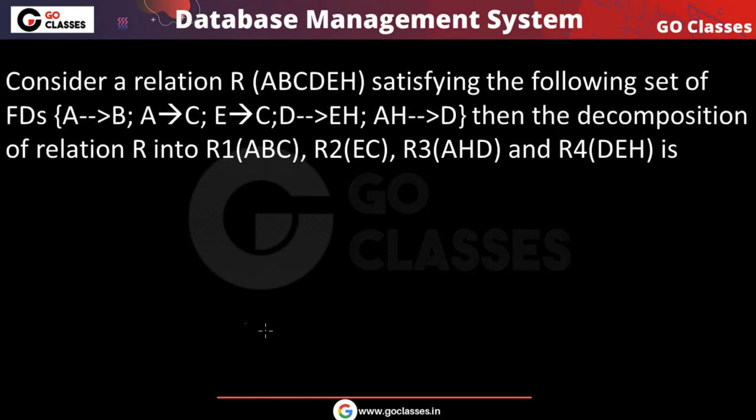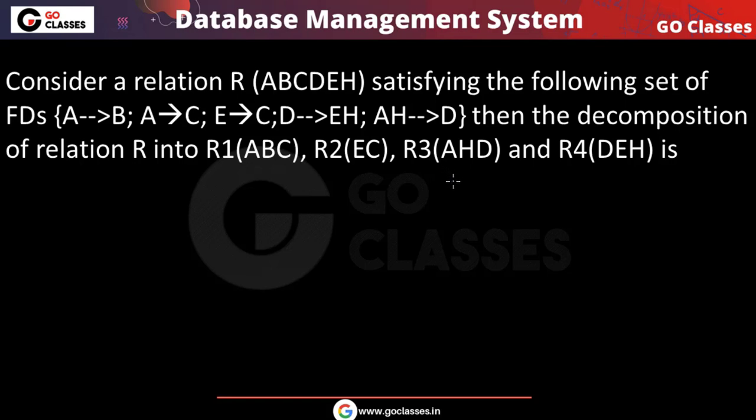I will tell you one example where, in whatever way you combine them, you can never combine them in a lossless manner by taking two at a time. We will see one example where you cannot do this in a lossless manner, but still that decomposition is lossless. That is the reason in the next lecture we will study the chase algorithm. So let's see this example.